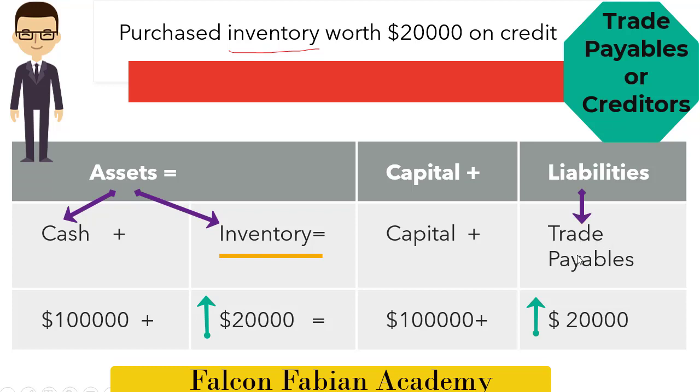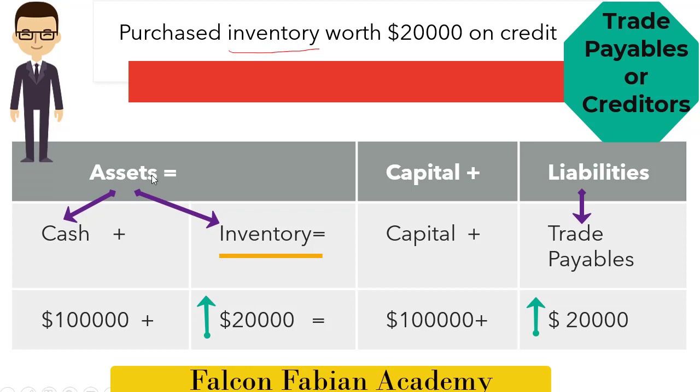This is the person from whom we buy inventory on credit, or from whom the business has bought inventory on credit. It is trade payables if it is IGCSE or A levels, and if you're doing an Indian board, you'll have to use the term creditors.